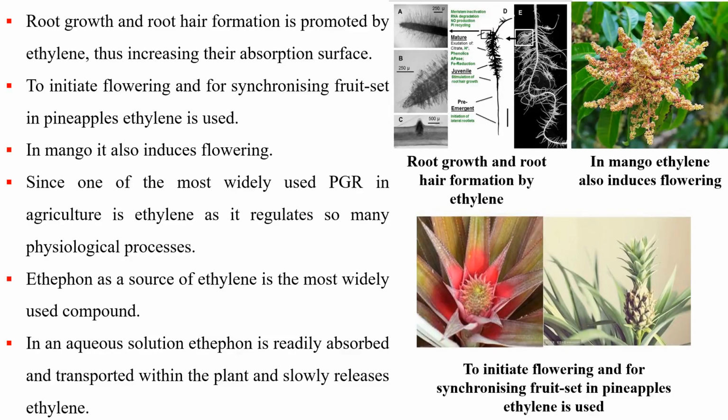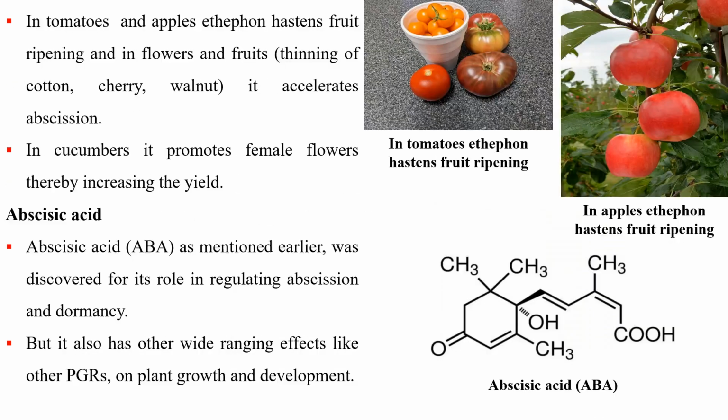Ethephon, as a source of ethylene, is the most widely used compound. In an aqueous solution, ethephon is readily absorbed and transported within the plant and slowly releases ethylene. In tomatoes and apples, ethephon hastens fruit ripening, and in flowers and fruits it accelerates abscission. In cucumbers, it promotes female flowers, thereby increasing the yield.